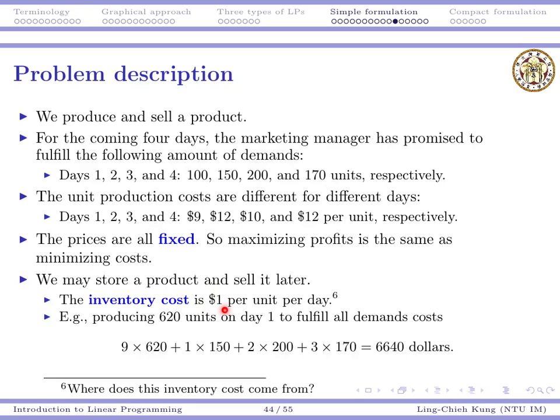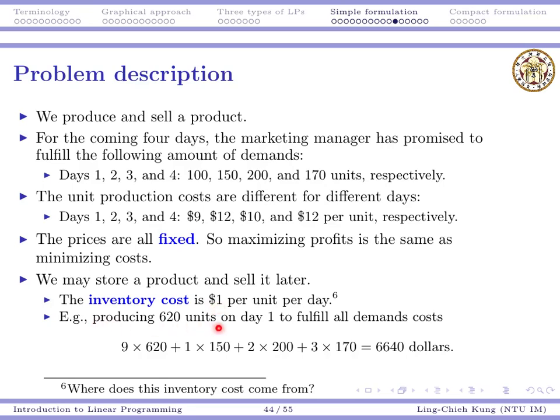I ask this question here because, for example, for production cost, you know why you pay production cost. You pay that to the material supplier, you pay that to your workers. But for inventory cost, where do we pay this $1? Okay, that's my question, and think about that. Anyway, suppose this has been determined, and take that into consideration.